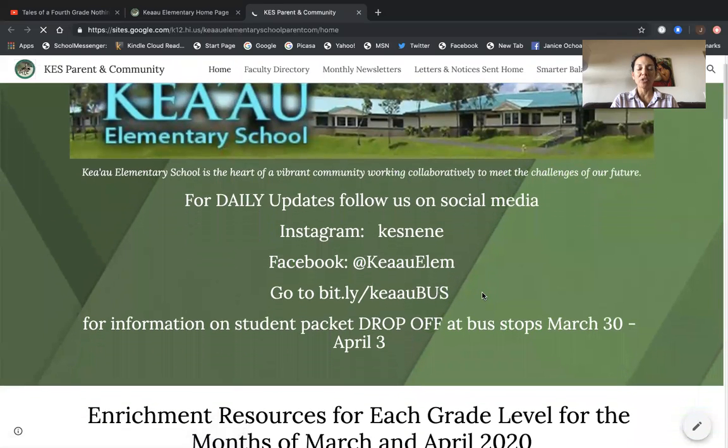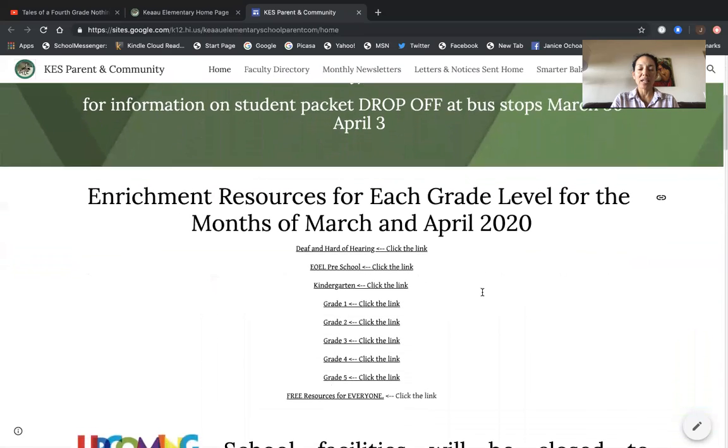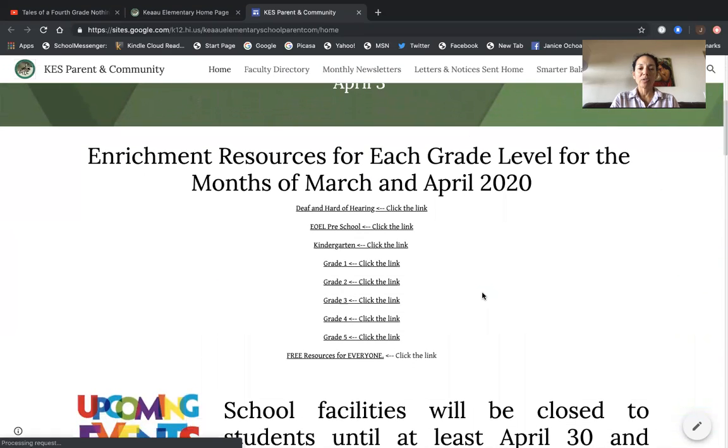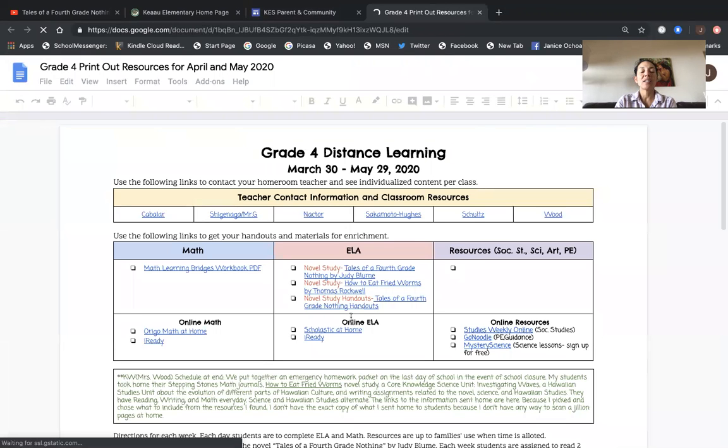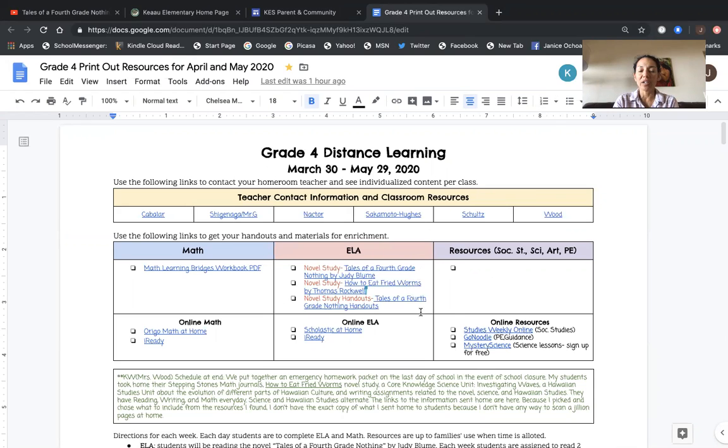Our academic coaches, Mr. Pelayo and Mr. Zach, helped to make this. If you scroll down, it says enrichment sources for each grade level for the months of March and April 2020. Go down to grade 4 because you're in grade 4, and ta-da! It'll show you exactly what you need until you come back to school. We are only going to be focusing on our English language arts for today.